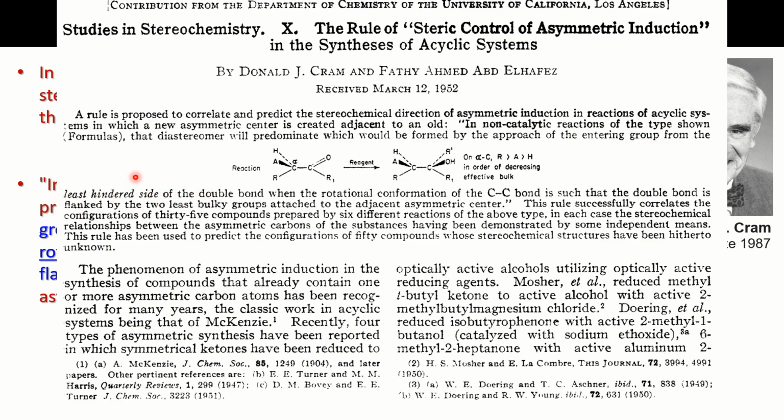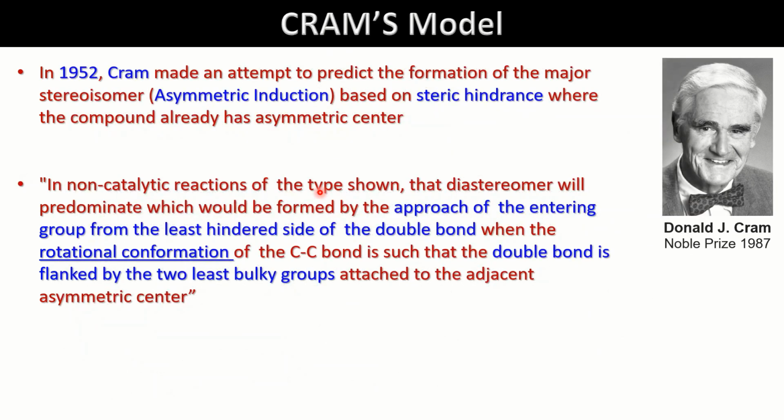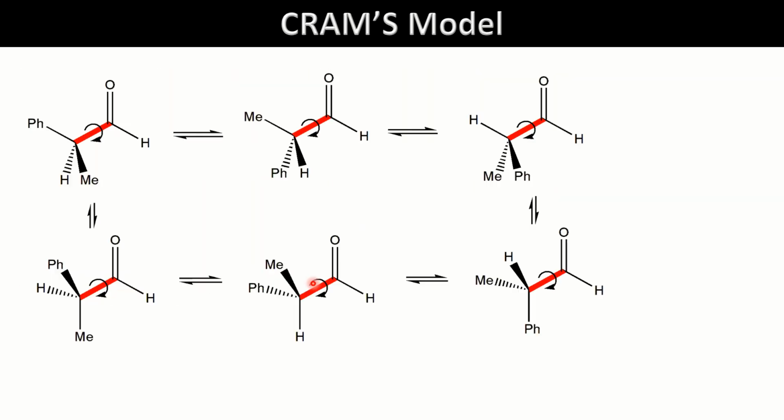But how to decide this least hindered side? That carbonyl double bond is flanked by two least bulky groups. So I have written the same thing here. There are three things that are very important: approach of the entering nucleophile from the least hindered side of the double bond, and the position of that double bond will be of that rotational conformation where the double bond is flanked by two least bulky groups.